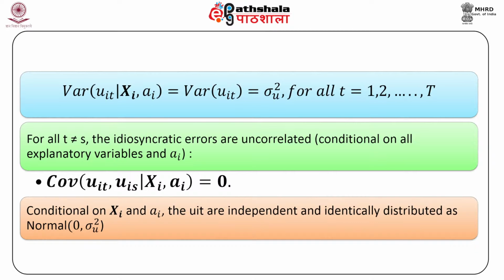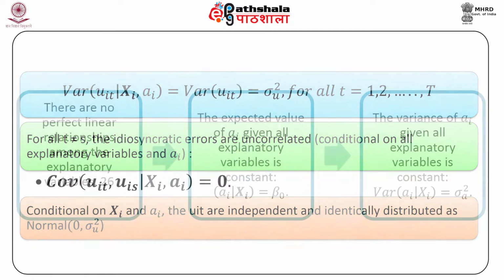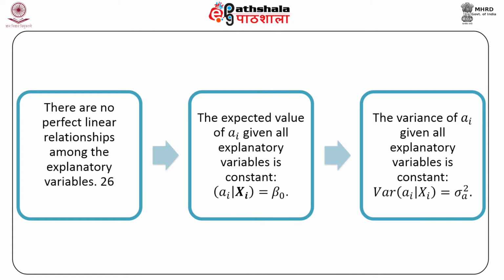Number 5, for all t not equal to s, the idiosyncratic errors are uncorrelated, conditional on all explanatory variables and a_i. That is, covariance of u_it, u_is given X_i, a_i is equal to 0. Number 6, conditional on X_i and a_i, the u_it are independent and identically distributed as normal with mean 0 and variance sigma square u. Number 7, there are no perfect linear relationships among the explanatory variables.